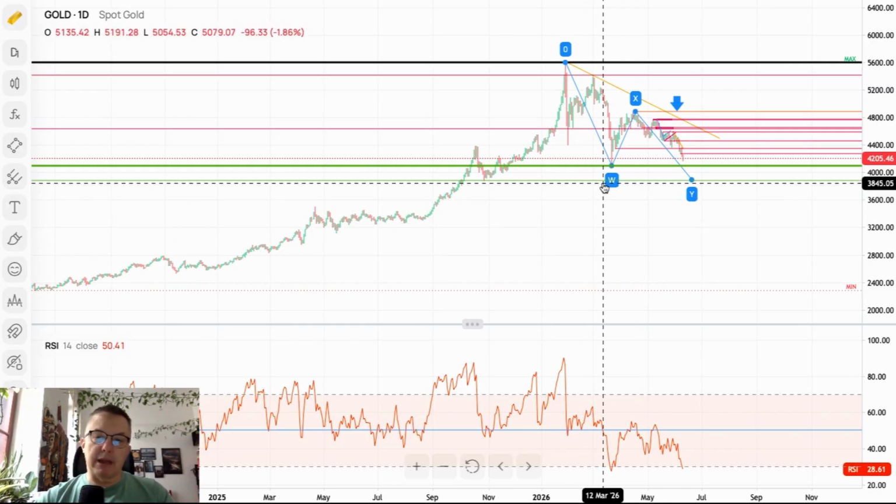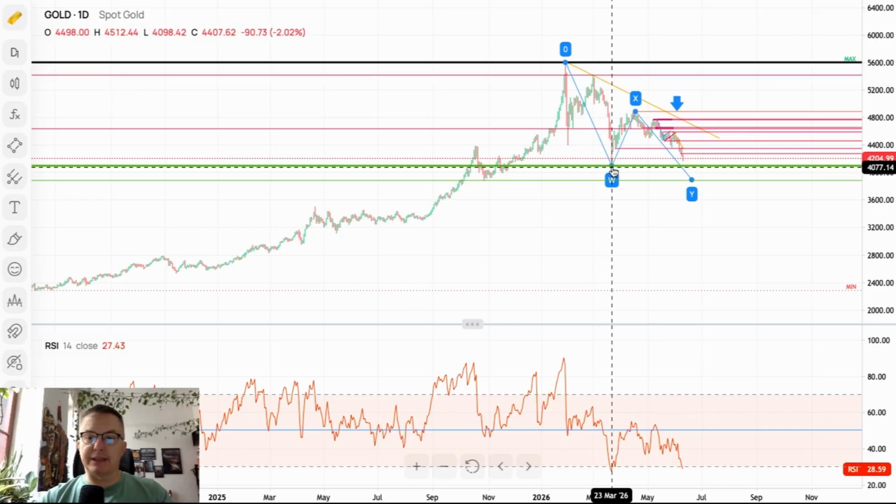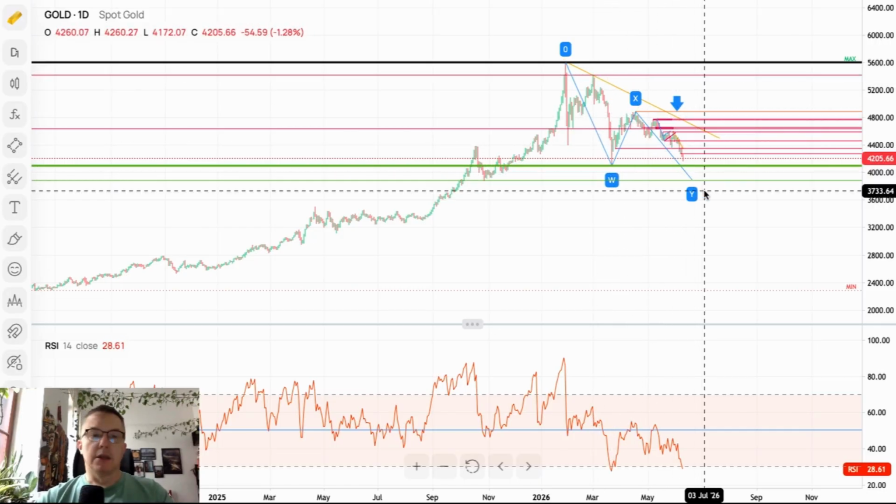For now, in my opinion, according to technical analysis and wave analysis, the downside movement of a complex WXY cycle has not been completed yet.